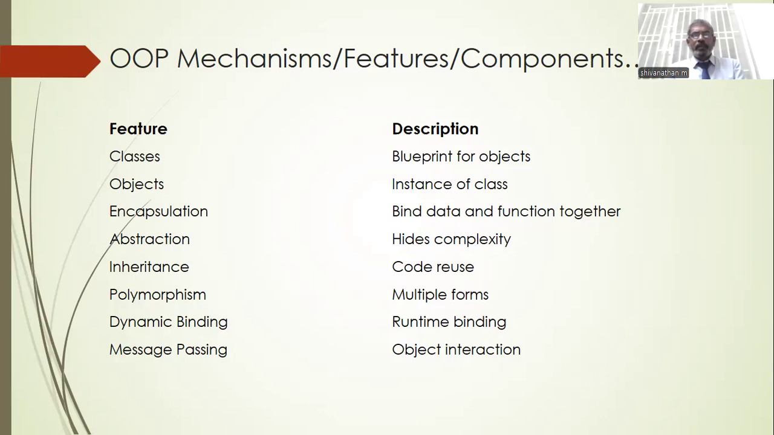Dynamic binding is already there in C also. You allocate memory during runtime. That is dynamic binding, because the compiler does not know. The compiler does not allocate memory, in fact, until the program is being run.